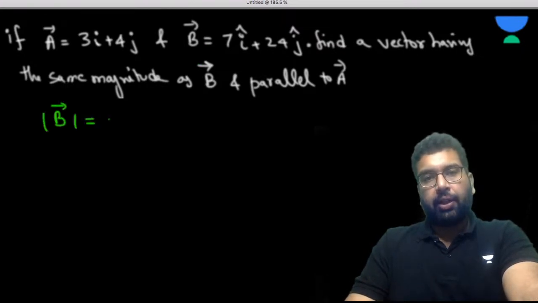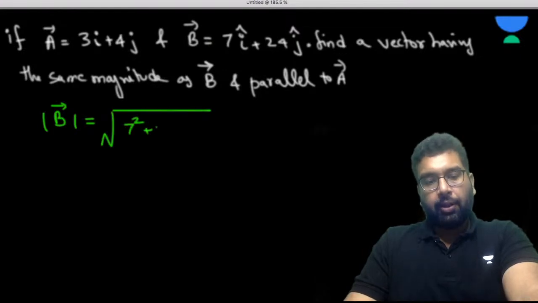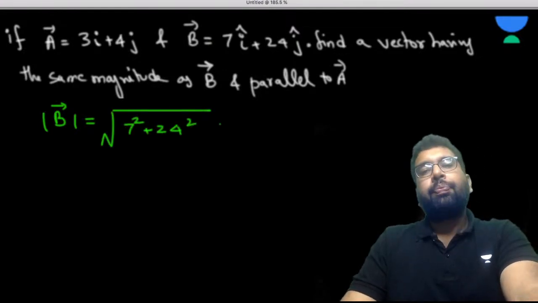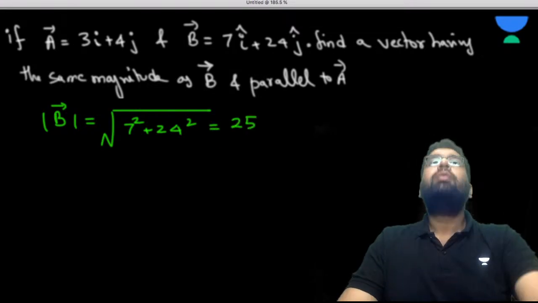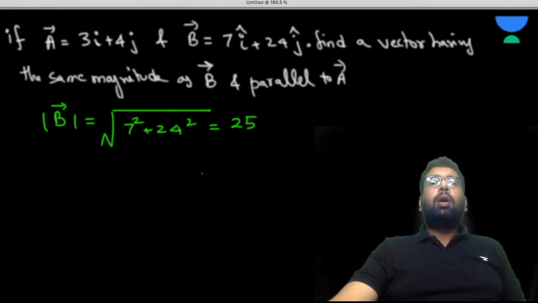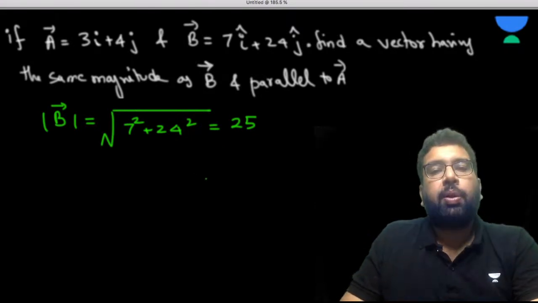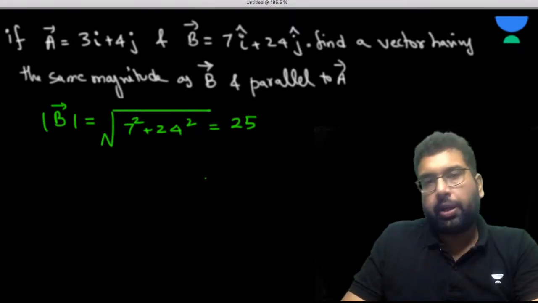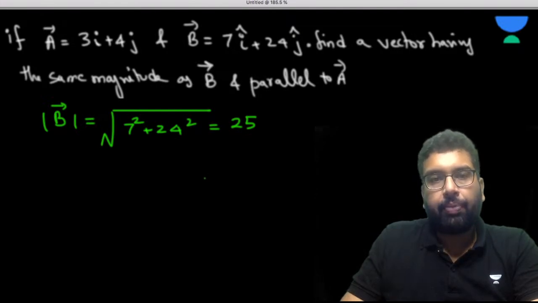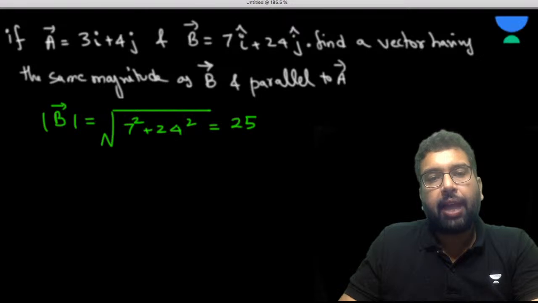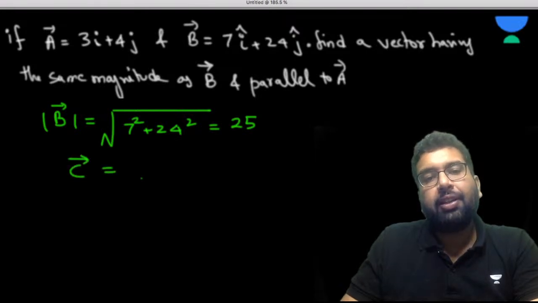It is given in Cartesian form. So the magnitude is going to be root over 7 square plus 24 square. This is going to become 25. Are you getting my point, beta? This is going to be 25. Now, let's suppose we have that vector C. So the magnitude of C is now found.